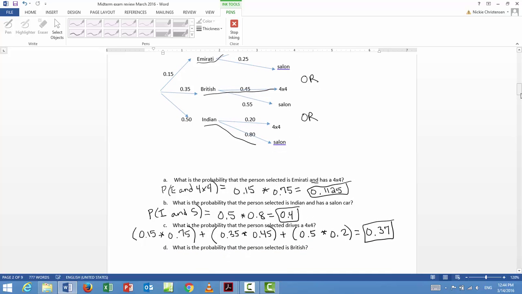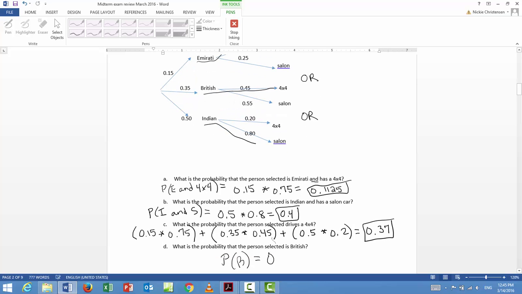Okay, and then the last question, I kind of went from a slightly complicated question to a quite straightforward question. What's the probability the person selected is British? Well, when we started looking at this, we explored these probabilities. 15% of the people are Emirati, 35% British, 50% Indian. So the probability of British is 35%, or 0.35. Okay? So that question is quite straightforward. It's just an information transfer question.